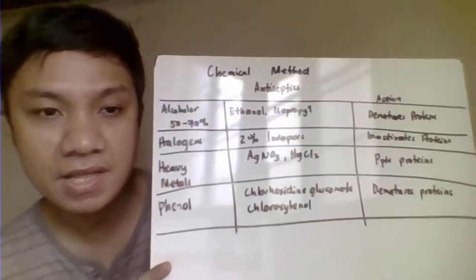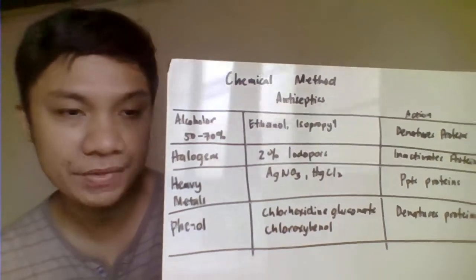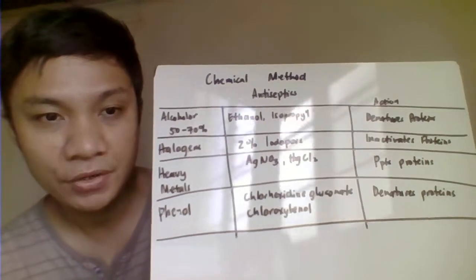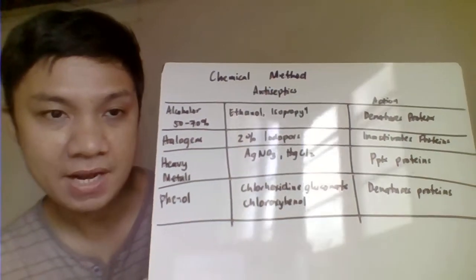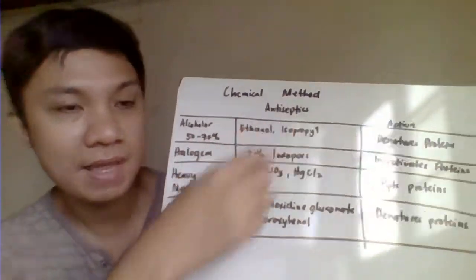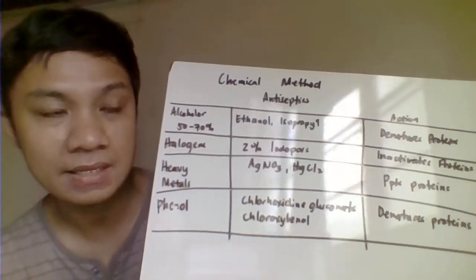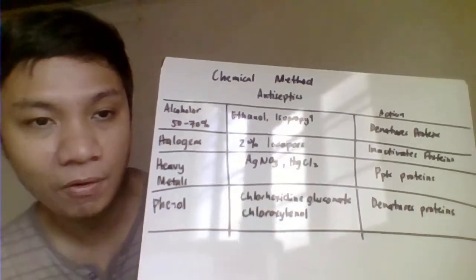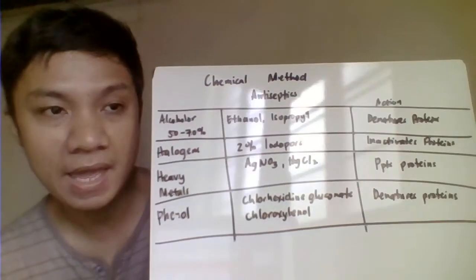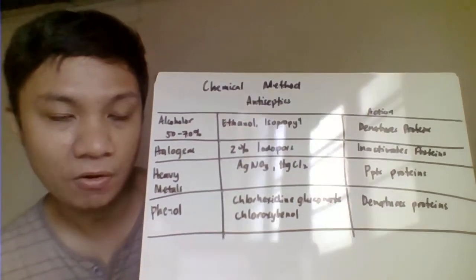Okay, then we have here the chemical method for your sterilization or your disinfection. So we classify here your chemicals as either antiseptics. So pag antiseptic, sa skin lang natin siya ina-apply. This includes here your number 1, alcohol. Alcohol here includes your ethanol and your isopropyl alcohol.